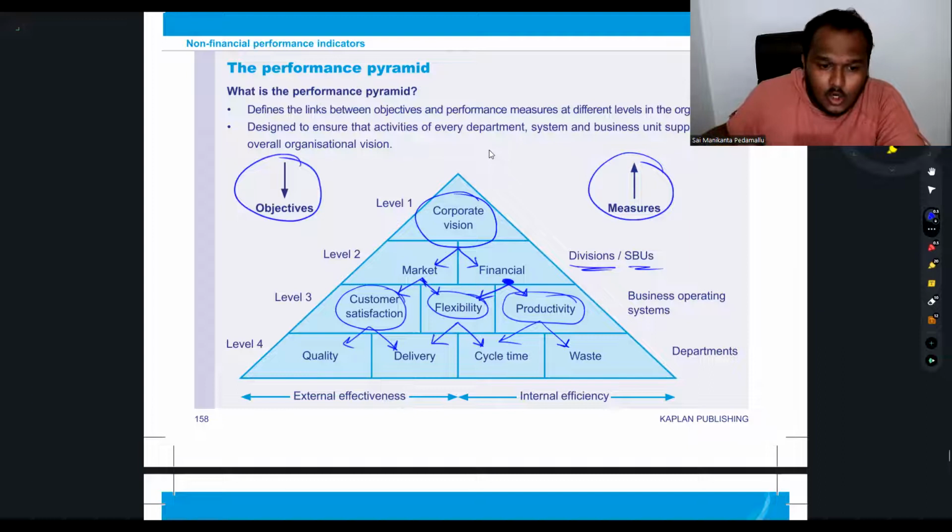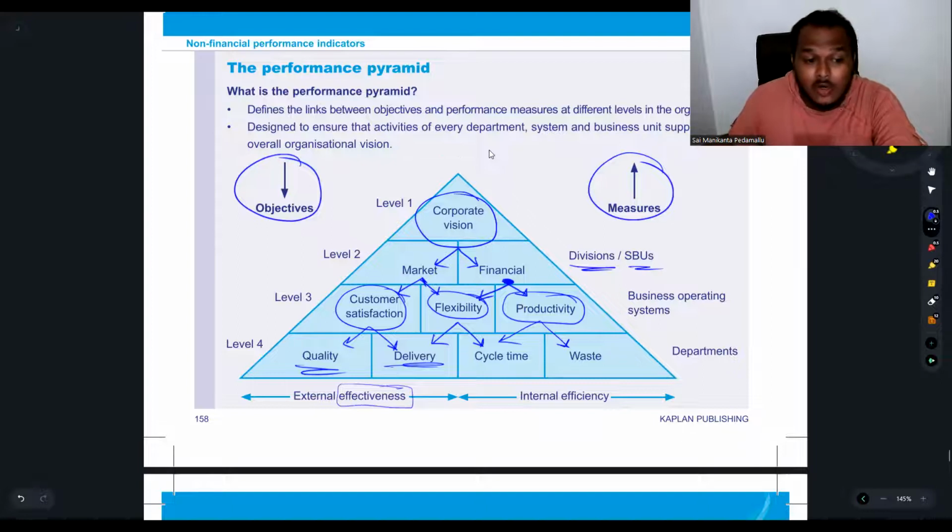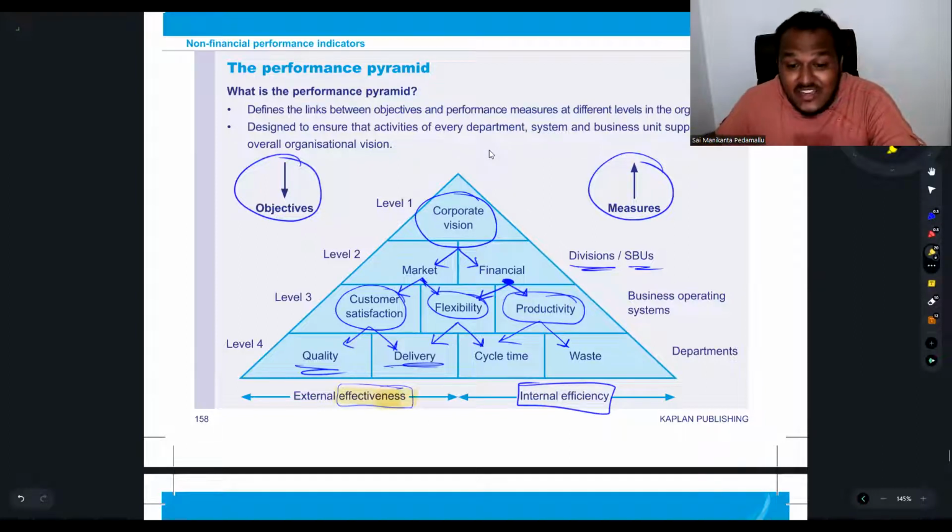And next one, quality and delivery are effectiveness. The end user will determine whether your product is qualitative or not, and whether your deliveries are suitable or not. And cycle time and wastage is internal efficiency. Be very careful. Effectiveness talks about your output. Efficiency talks about your inputs. Now this you can easily understand.